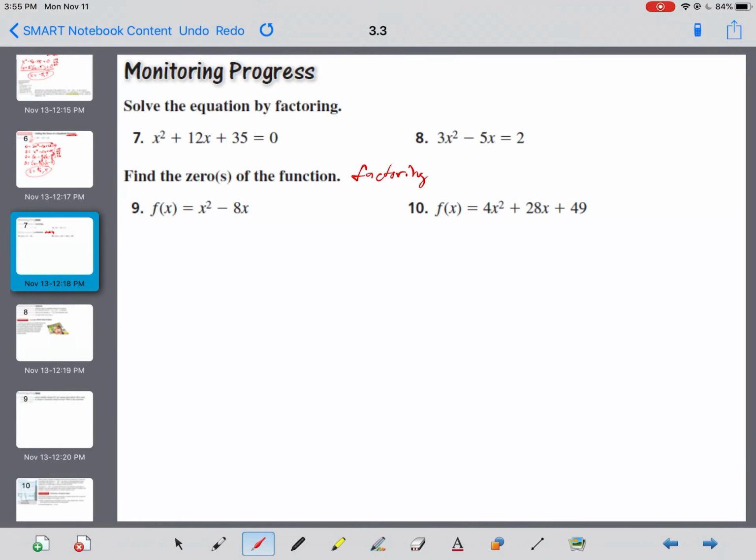Start with red. Number 9. F of x is basically a y, so make it 0 equals x squared minus 8x. Greatest common factor, if you can first, well, looky right here. They both have an x. So I'm going to say 0 equals x times x minus 8. This is factor 1. That is factor 2.